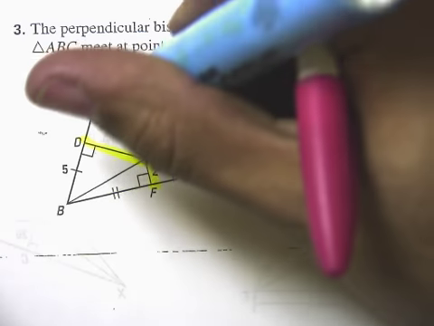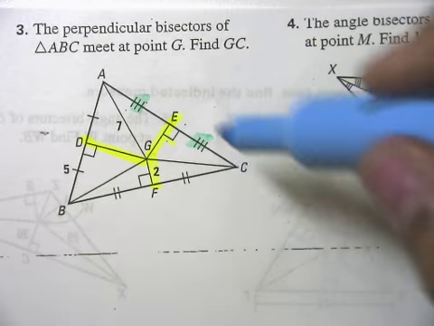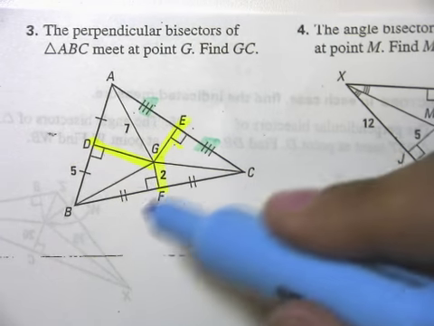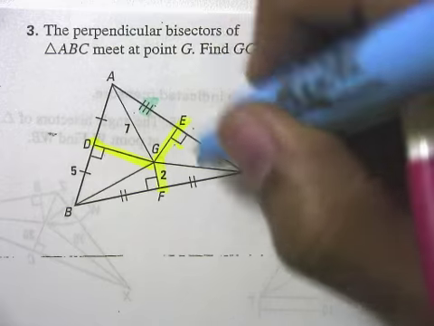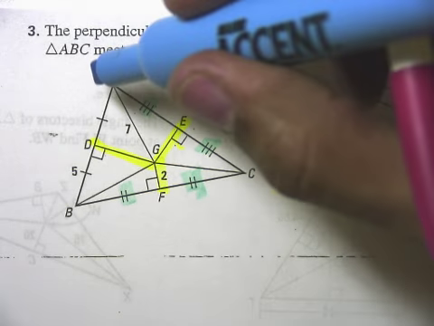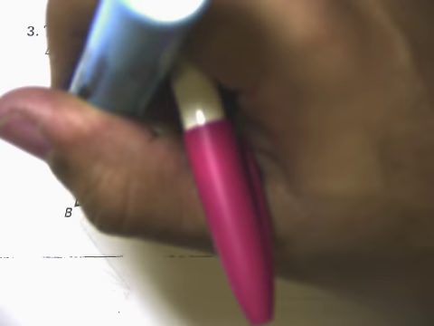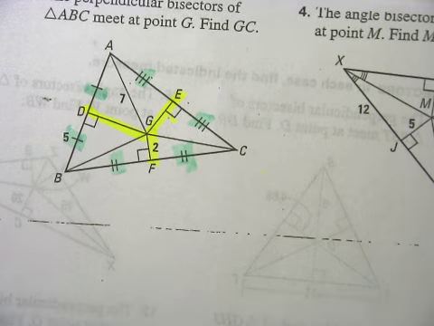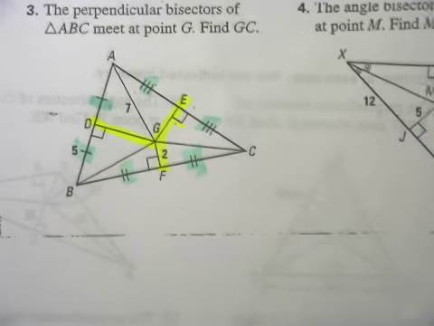I also know that it's bisecting it because I have these congruency dashes here. I can see that segment AC is broken up into these two equal segments. I can see that segment BC is broken up into these two equal segments. And I can see that segment AB is broken up into these two congruent segments.